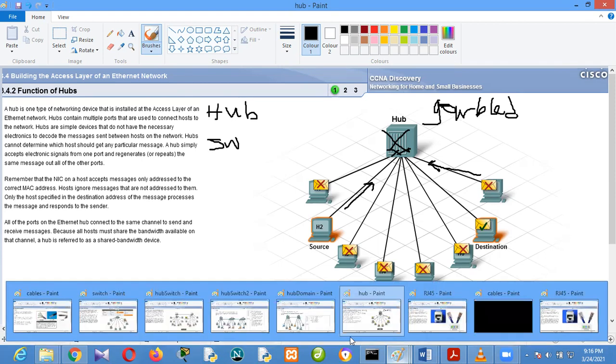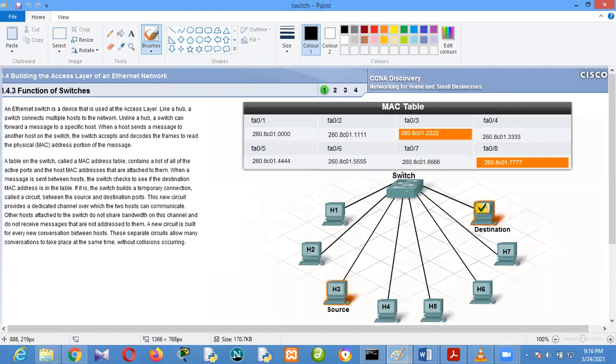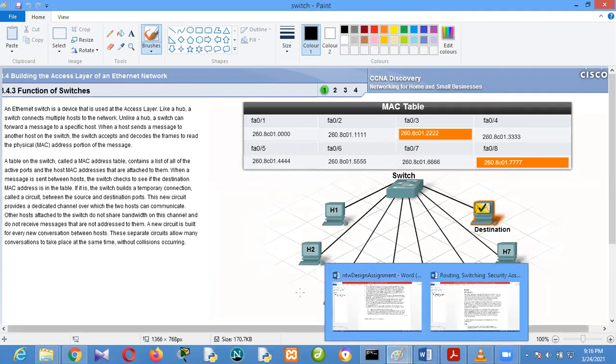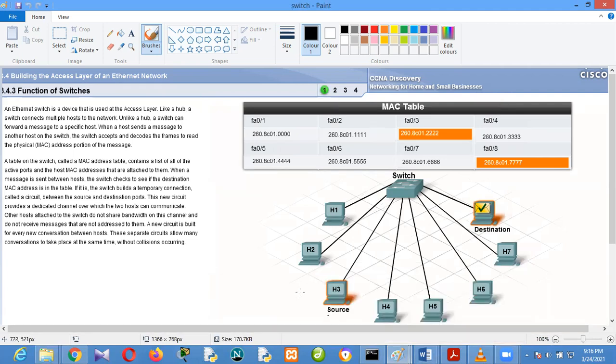Now, coming to the switch. A switch does not behave like a hub. The way a switch works is that when a source like H3 is sending a message to a destination like H7 or H8, for instance, the switch sends the message straight to the owner of the message without broadcasting it.